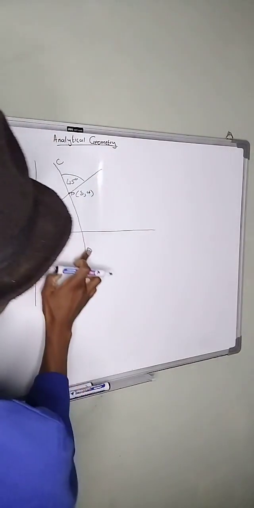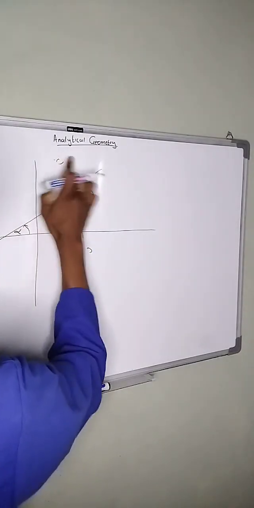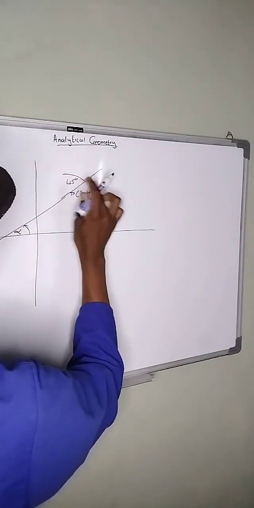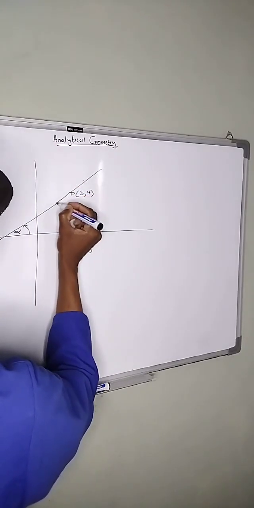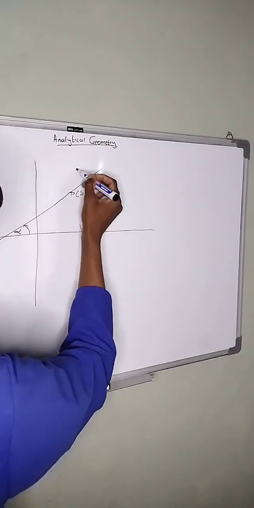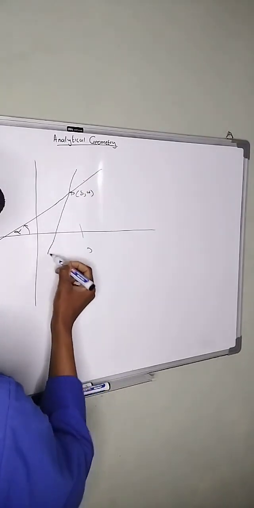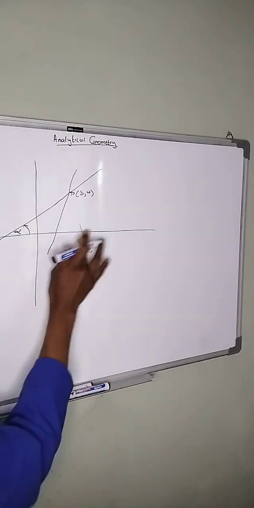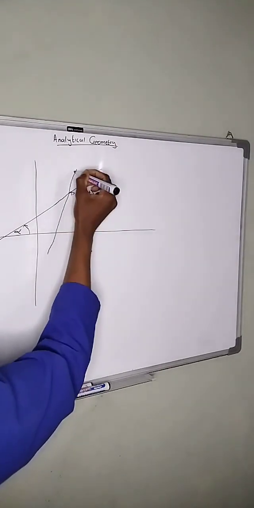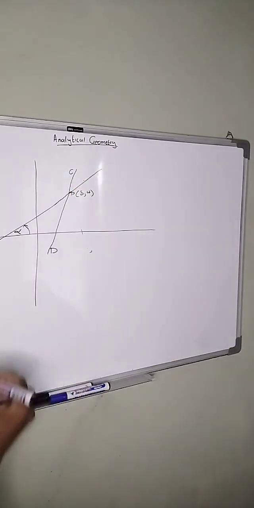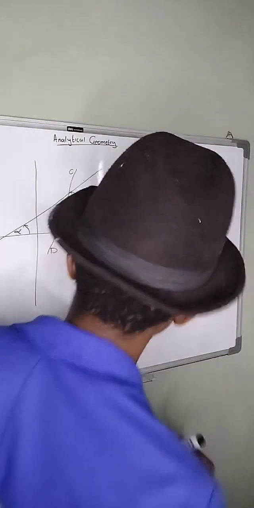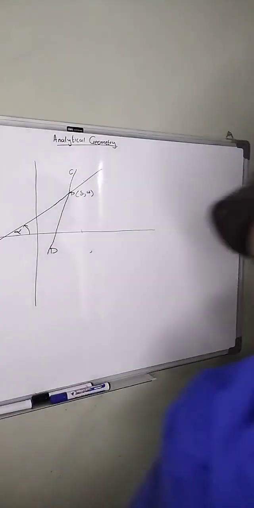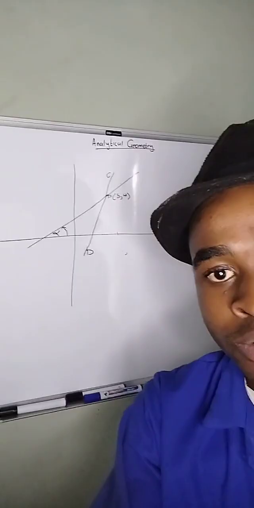Actually, this slope is not it. Connect the line, the slope will say so. Yes, it's approximate. Then it says C, D, and they're saying we should calculate the gradient of CD. That's our first question. It's grade 11 and 12.